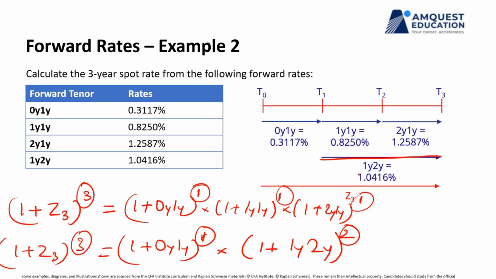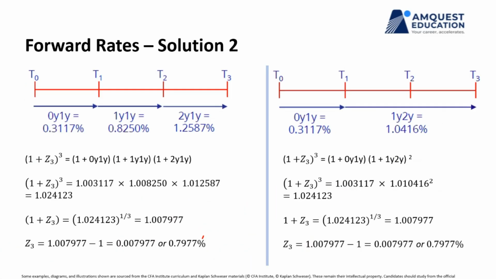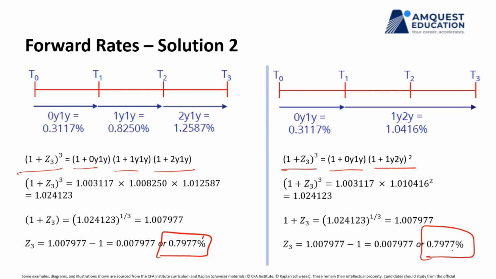You can solve it either way, as I said. If you want, you can solve it multiplying all the 3 with Z3, or you can solve it with Z3 with this and 2. Whichever way you do, your number should not change. And the easiest way is to have a timeline-driven concept. You should know how to write the equation, and then it is very easy. If you cannot write the equation, as I repeatedly say, it will be difficult to solve spot and forward rate concepts.